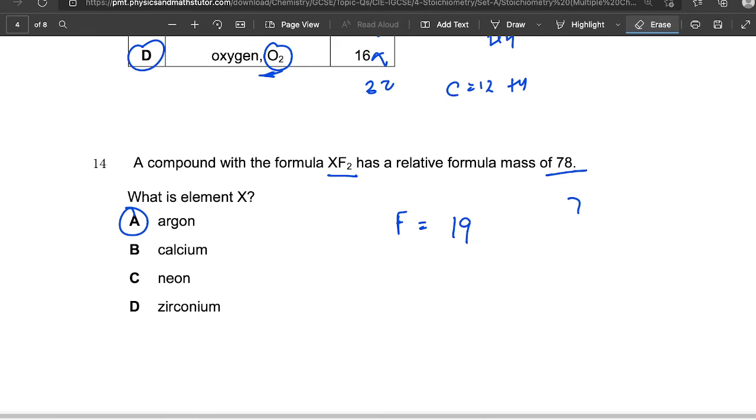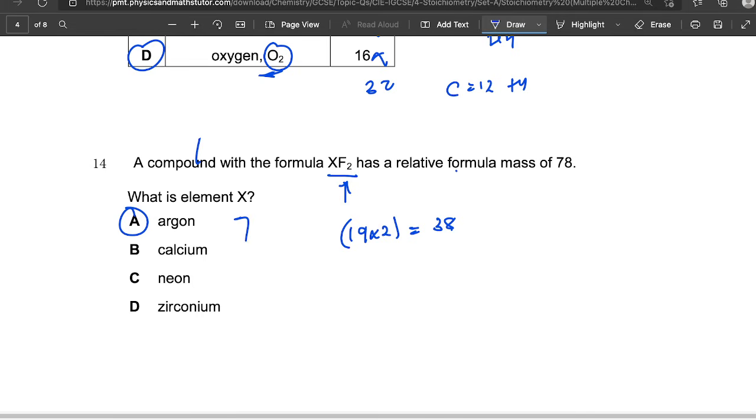Oh, wait a minute, I think I made a mistake. Let's see. Fluorine has 19, isn't it? So 78 minus 19 is 59. Or have I not made a mistake? I think that should be fine. Because fluorine has 19, so 19 times 2, unless I made a mistake there. So 19 times 2 is, yeah, it should be right actually. So 38, and then 78 minus 38 is 40, and argon has 40. Or is it calcium?